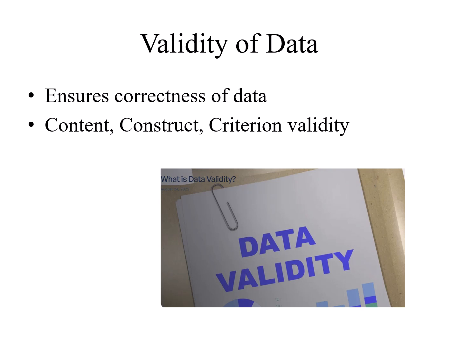Next one is validity of the data. Why this validity of the data? It ensures accuracy. Content, construct, and criterion are the types of validity. Validity of data refers to the accuracy and correctness of the data from a research instrument. It shows whether the data actually measures what it is supposed to measure.